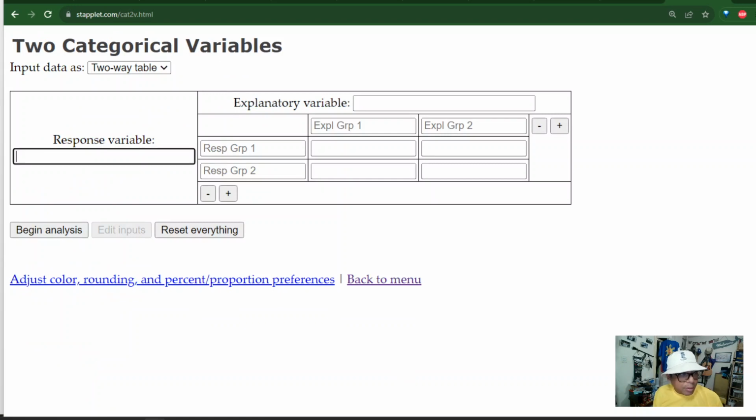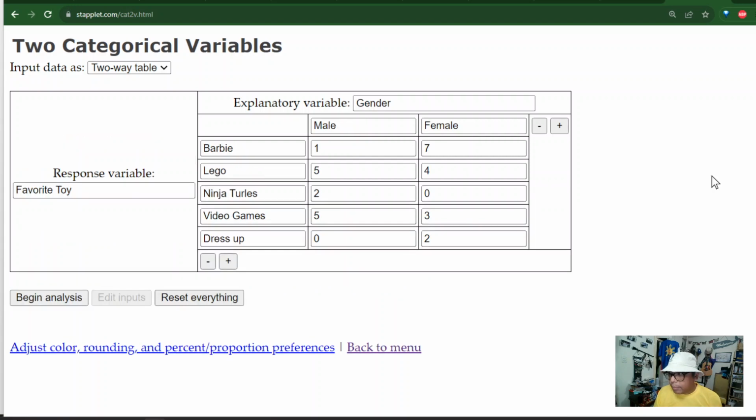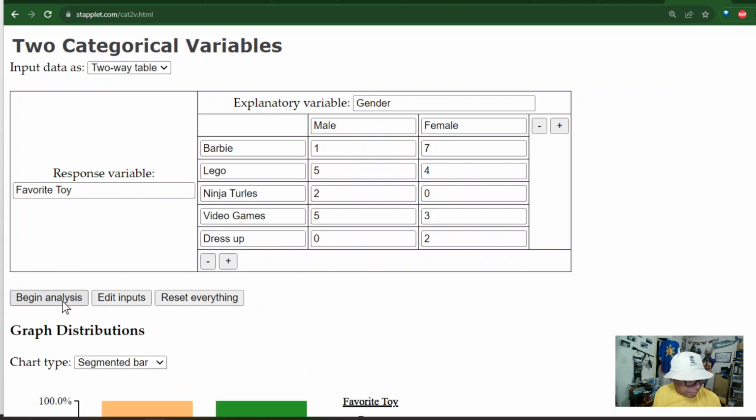Okay. Now it says response variable. Our response variable we're going to be putting over on the vertical side. We said that that's going to be favorite toy. And our explanatory variable, we said that that's going to be gender. Data goes into this chart. That looks pretty standard. And then we'll go to begin analysis.